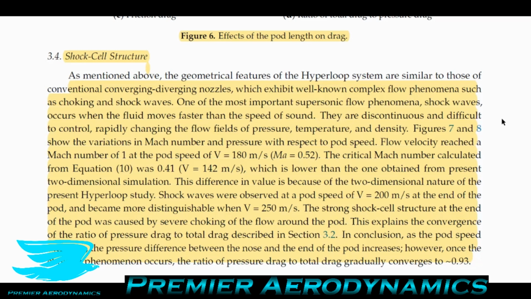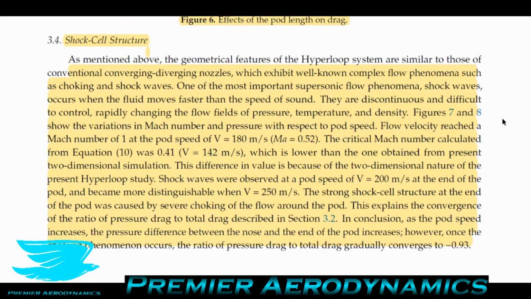So figures 7 and 8 show the variations in Mach number and pressure with respect to the pod's speed. They say that flow velocity reaches a Mach number of 1 at a pod speed of 180 meters per second. So that's only a Mach number of 0.52. The critical Mach number is 0.52.